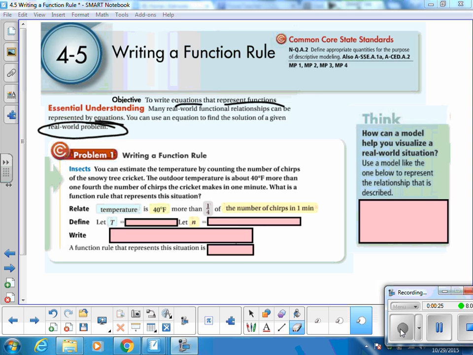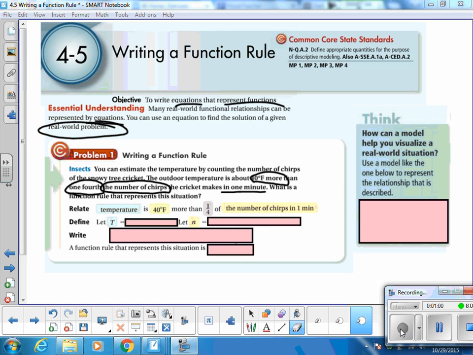In problem one, let's talk about insects, because why wouldn't we? You can estimate the temperature by counting the number of chirps of the snowy tree cricket. Okay, that's just cool. The outdoor temperature is about 40 degrees Fahrenheit more than 1/4 the number of chirps the cricket makes in 1 minute. What is the function that represents this situation?